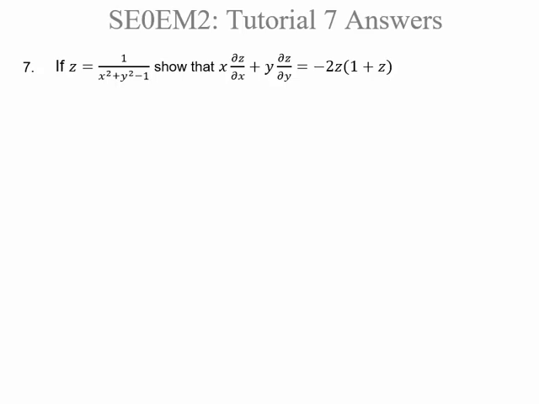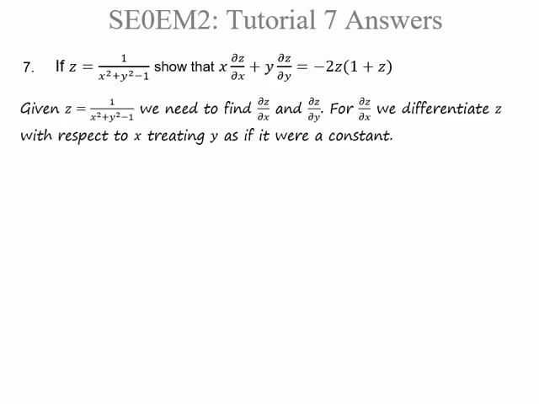Tutorial 7, question 7. Show that x dz/dx plus y dz/dy is equal to minus 2z(1 plus z). Z is a function of x and y, so we need to find dz/dx and dz/dy. To find dz/dx, we differentiate z with respect to x, treating y as if it was a constant.